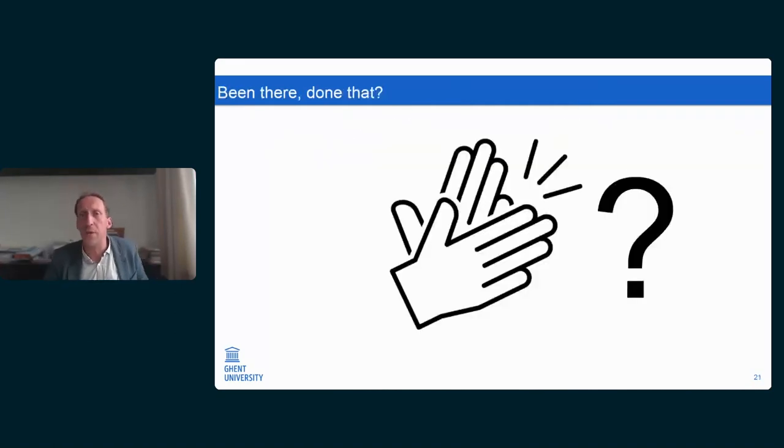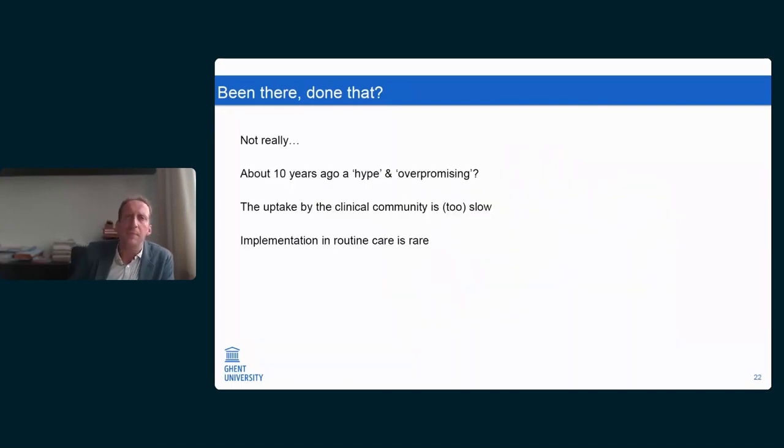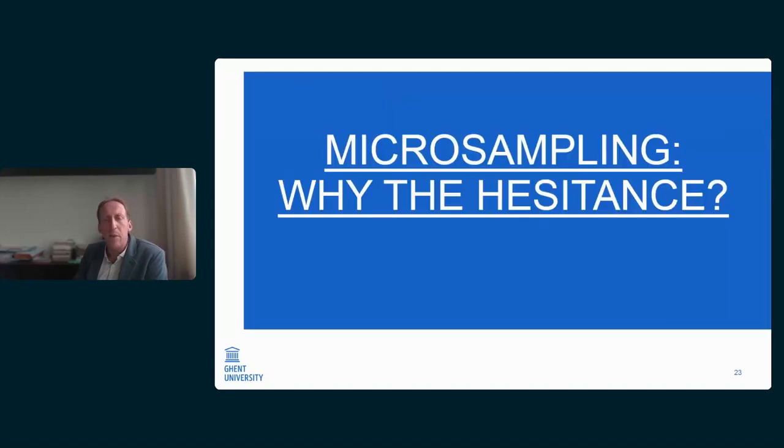So you could think, okay, there's already such a wide variety of applications, such a wide variety of analytes for which dry blood microsampling has been shown to work. So can't we just say, okay, been there, done that, and move on and just start applying it? I would say not really. About 10 years ago, there was a bit of hype, and sometimes there was some over-promising that with dry blood microsampling, we could do sort of everything. But if we look in the clinical community, if we look at the real implementation in routine care, then this is actually quite rare. And so actually this uptake by the real clinical community is really slow.